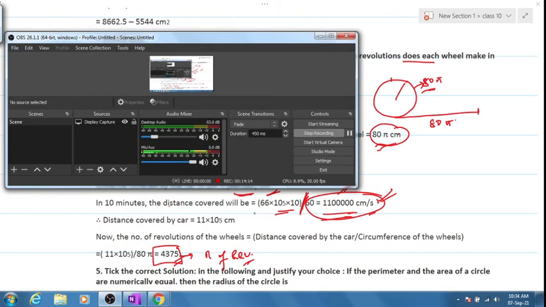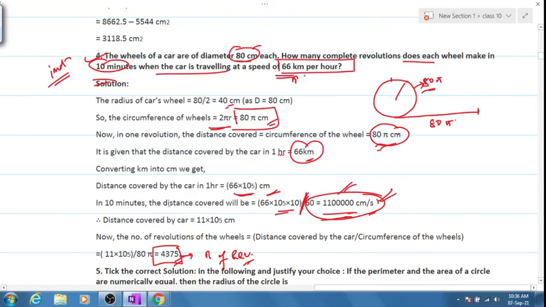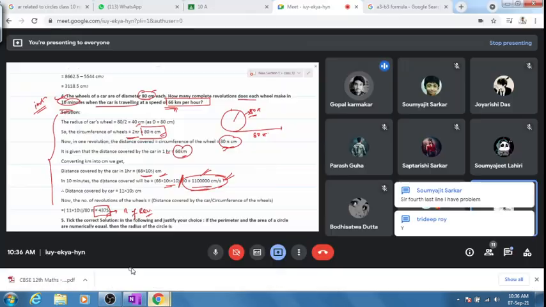I'll wait for exactly 1 minute for you to copy this question. People are done with this, it's okay. If it's not done, then let me know whether it's done or not.